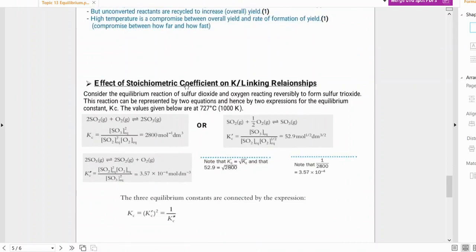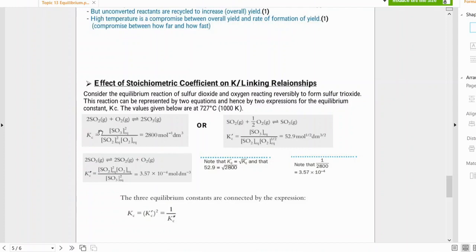Now the effect of stoichiometric coefficient on equilibrium constant, linking relationships. Stoichiometric coefficient has no effect on rate equations, but has an effect on equilibrium constant expressions. So consider the equilibrium reaction of sulfur dioxide and oxygen reacting reversibly to form sulfur trioxide. This reaction can be represented by more than 2, actually 3 ways, and hence by expressions for the equilibrium constant Kc. The values given below are at 727 degrees Celsius, 1000 Kelvin. So 2 moles of sulfur dioxide and 1 mole of oxygen forming 2 moles of sulfur trioxide. So it can be written like this.